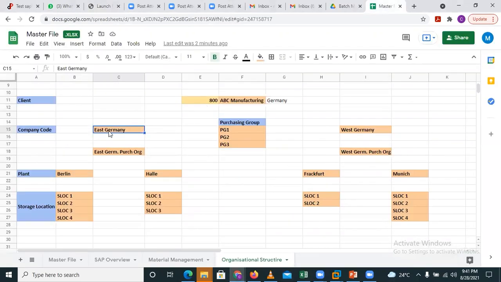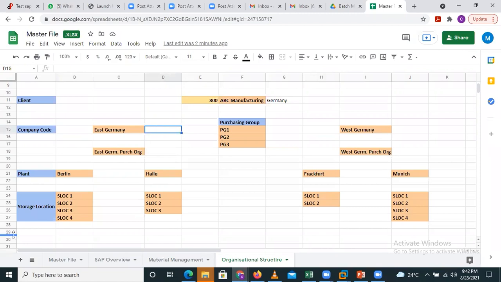Okay, so company code. We mentioned ABC manufacturing has 2 company codes, East Germany and West Germany. Company code is a 4-digit alphanumeric key, so we need to give some code here. It can be a code, an alphanumeric key. We can give 1000 for East Germany and 2000 for West Germany. That is possible, or we can use a combination of numbers and alphabets.